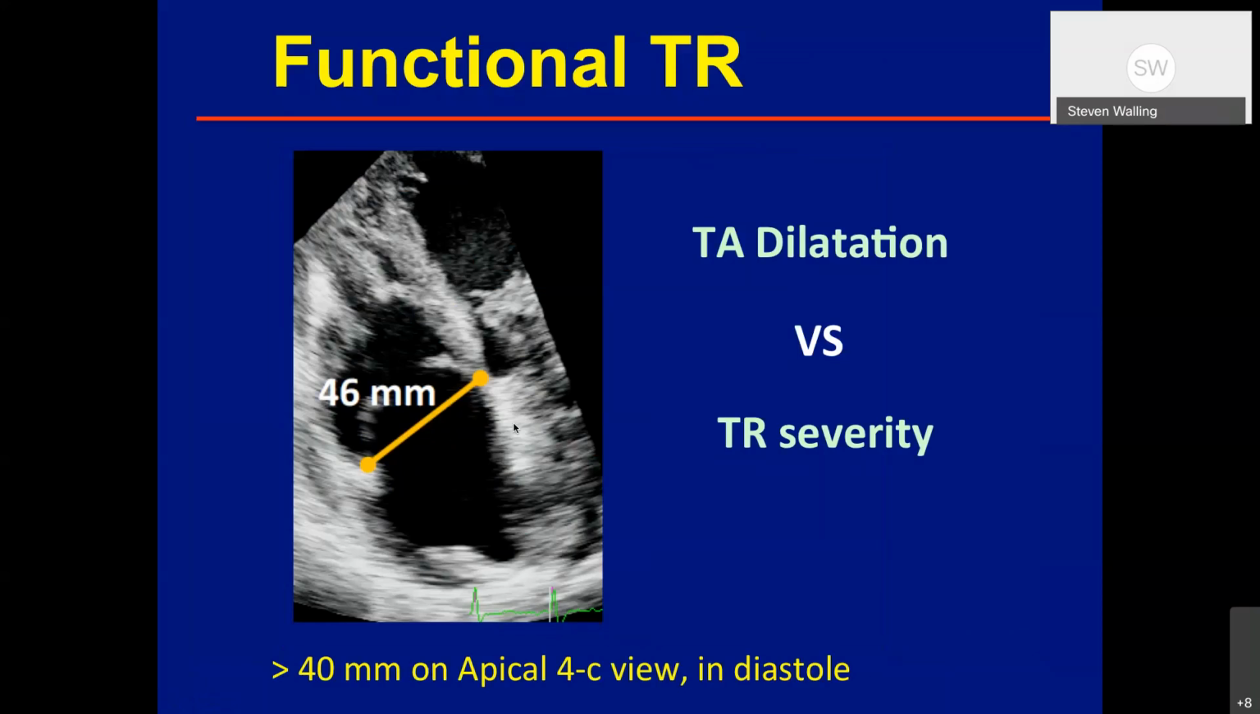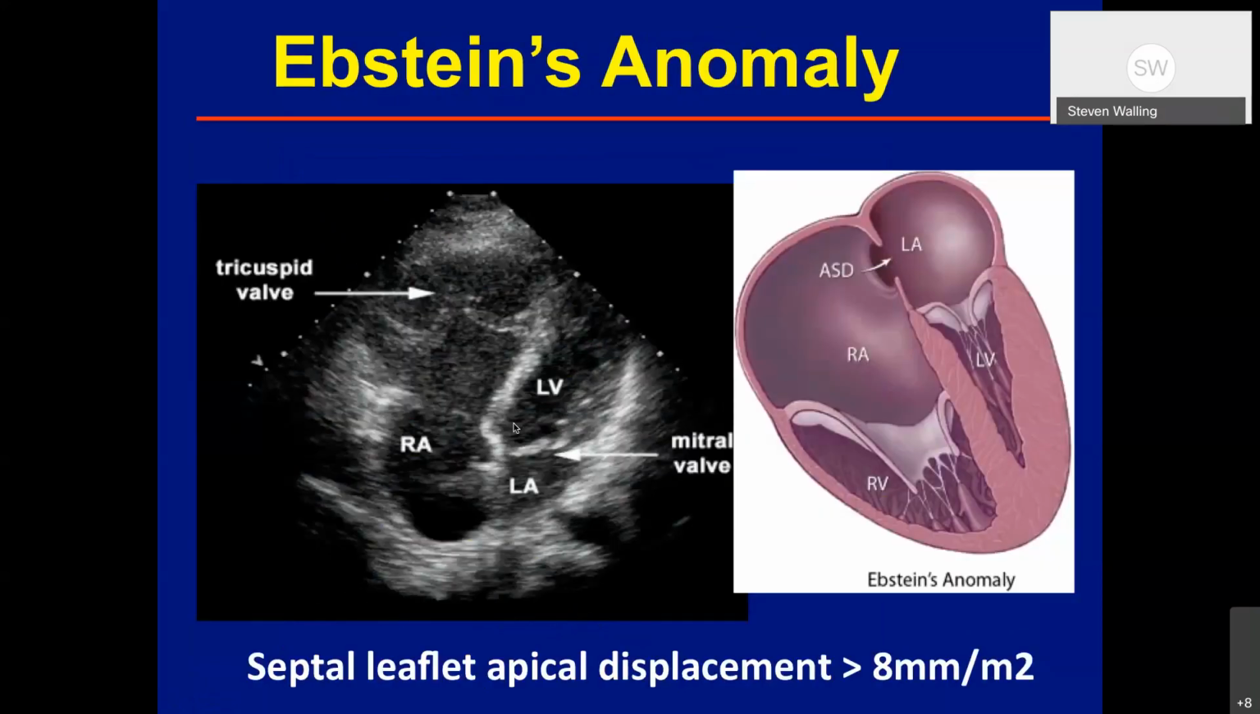And this is a simple number. When you measure the RV base dimension, usually use 41, 42 as the cutoff of the normal base size. And this is very similar to that.